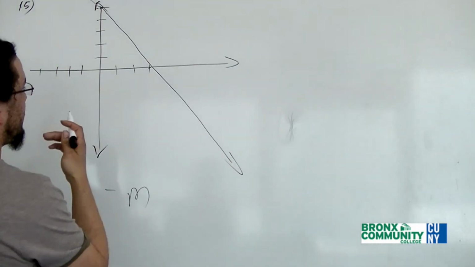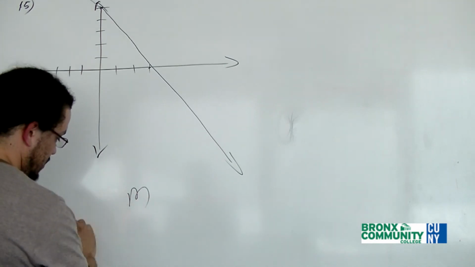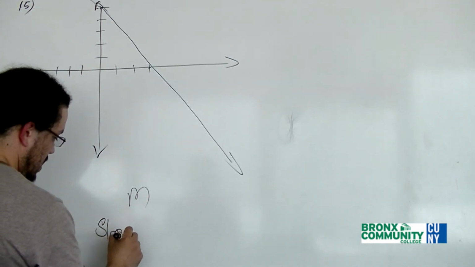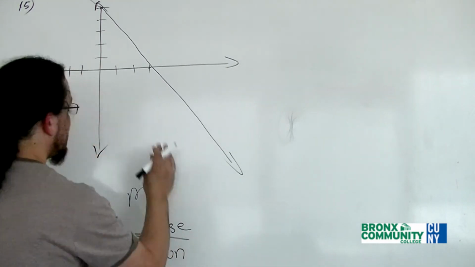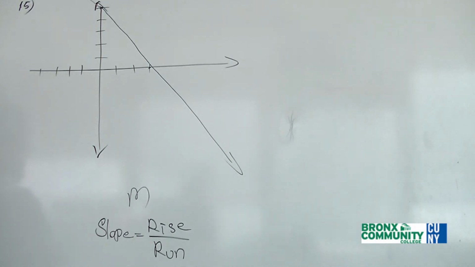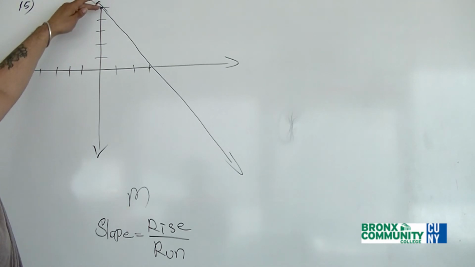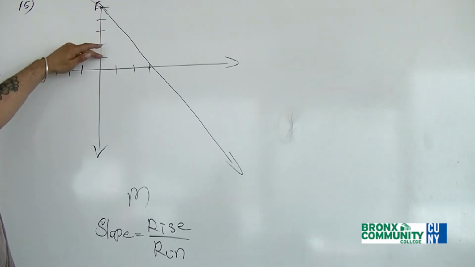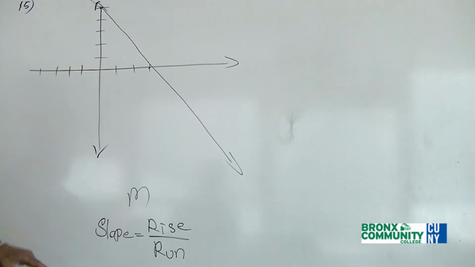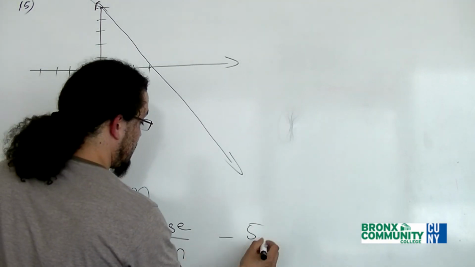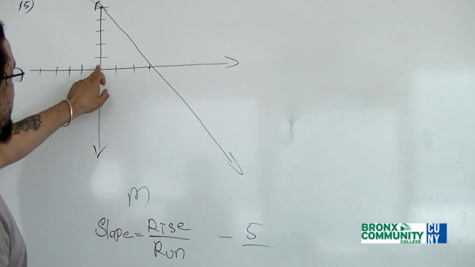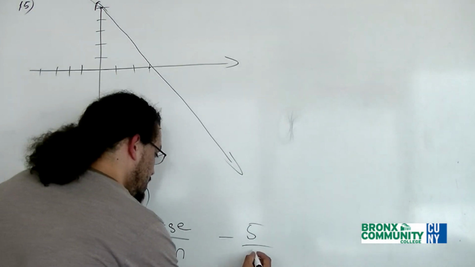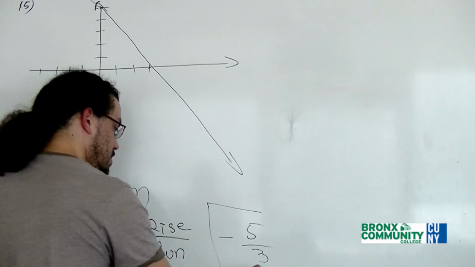So what are going to be your values? Remember that slope is rise over run, right? In this case, since our slope is negative, it's really dip over run. So it's going from this point, how many down? 1, 2, 3, 4, 5. 5 down, so we got a -5. And then it runs how many? 3, right? Boom. That's your slope.